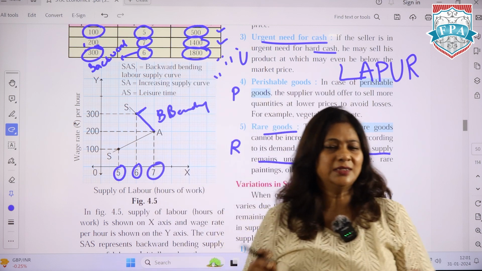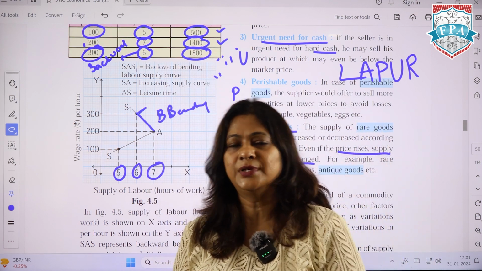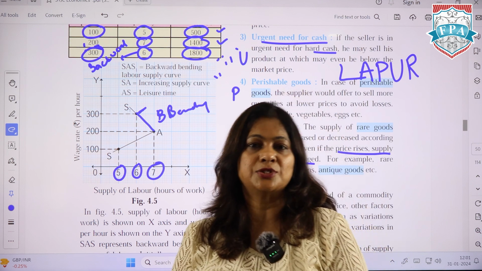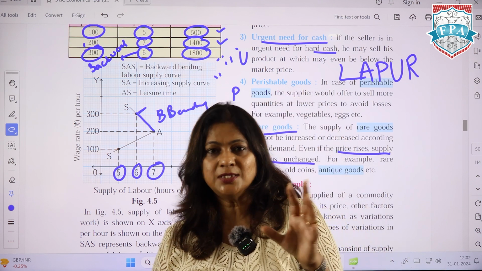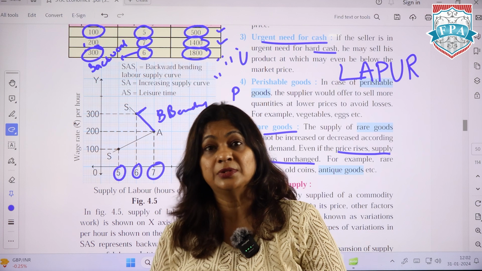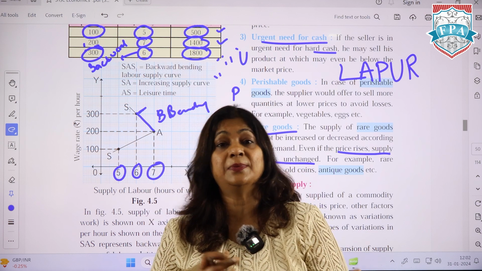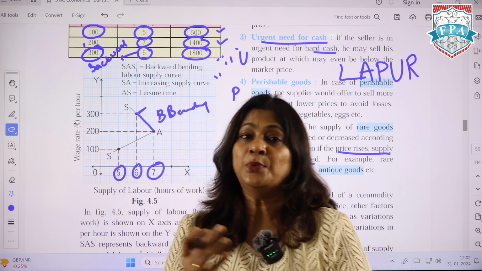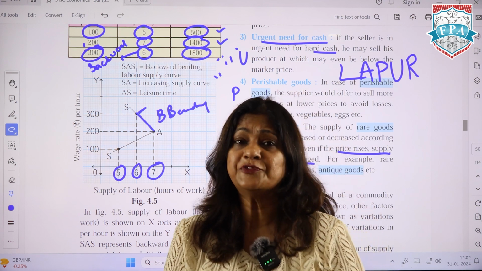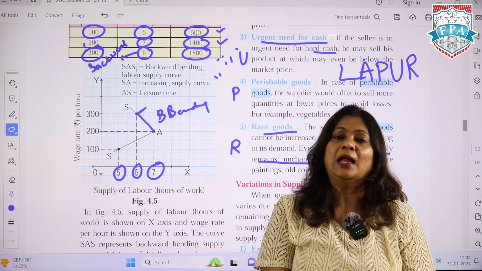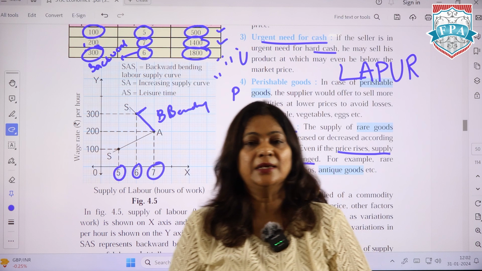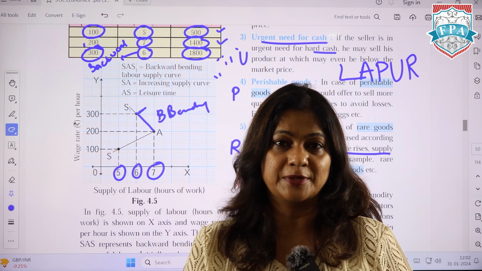So guys, that's all for today. We have done the law of supply, the difference between stock and supply, emphasized on the definition. We have understood the individual demand, the individual supply and the market supply. We have worked on the law of supply and its factors. And we have also worked on and understood the exceptions to the law of supply.